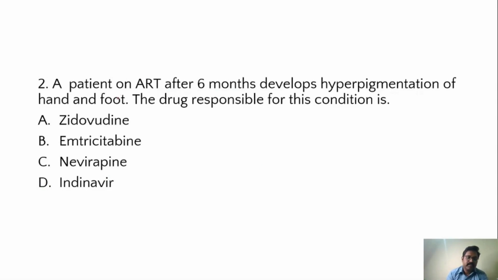Moving on to the next question. The second question is, a patient who is on antiretroviral therapy after 6 months develops hyperpigmentation of hand and foot. Which is the drug responsible for this condition? Please remember, Zidovudine is a nucleoside reverse transcriptase inhibitor. Emtricitabine is a nucleoside reverse transcriptase inhibitor. Nevirapine is a non-nucleoside reverse transcriptase inhibitor, and Indinavir is a protease inhibitor. Zidovudine will cause nail pigmentation.